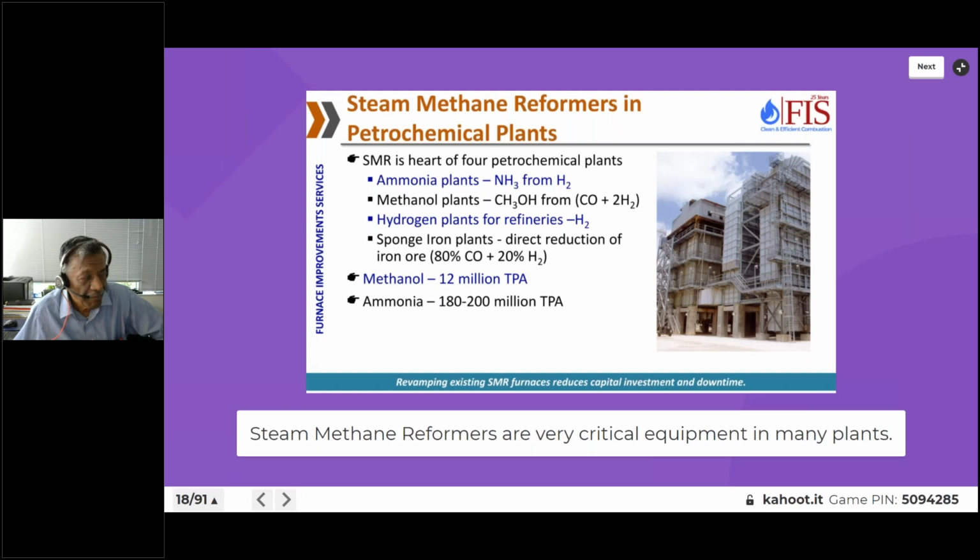Well, thank you for your responses. Now let's talk about steam methane reformers. It's the heart of four petrochemical plants. We're talking of ammonia, methanol, hydrogen, and even in sponge iron metallurgical plants, we have SMRs located. Ammonia plants produce syngas for ammonia production from the SMR. Methanol also needs syngas, a different syngas for methanol production. Hydrogen plants produce hydrogen from this SMR. Approximately, we are producing almost 12 million tons of methanol using syngas every year, and the ammonia quantity is almost 180 to 200 million tons per annum. So it's a lot and lot of ammonia.